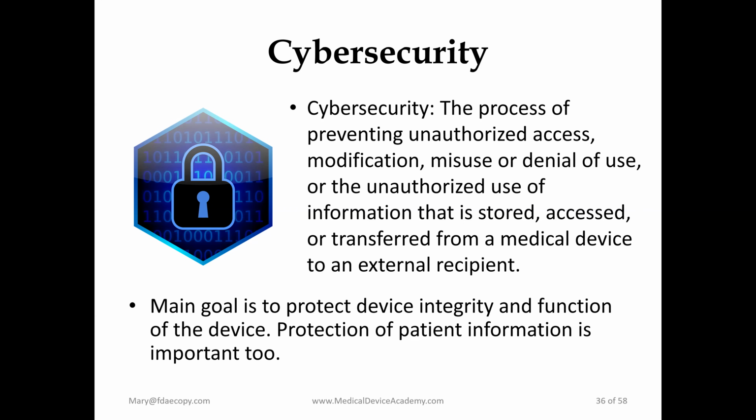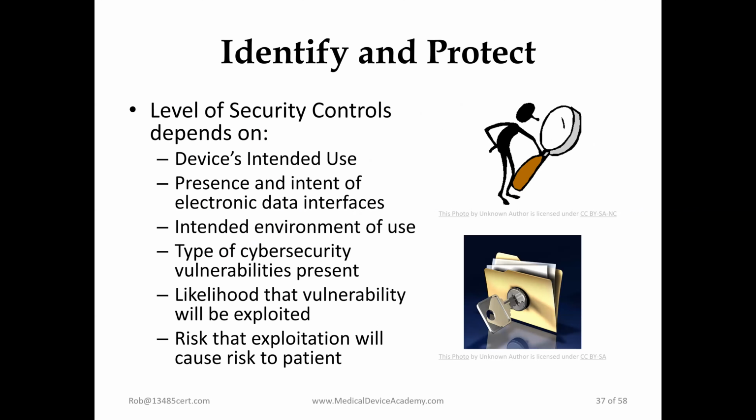If we go to the next slide, there are some specific strategies that they suggest or require you employ. So the first is to identify and protect. The level of security controls is going to depend on your intended use and the presence and intent of electronic data interfaces, the environment, the cybersecurity vulnerabilities, and the likelihood that a vulnerability will be exploited. So in your cybersecurity document, these are the different elements that you'll want to explain for your specific device, and use this in justifying your level of cybersecurity control.